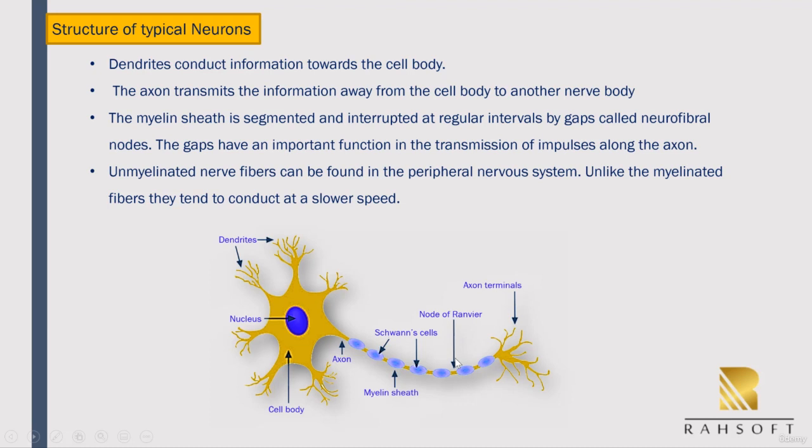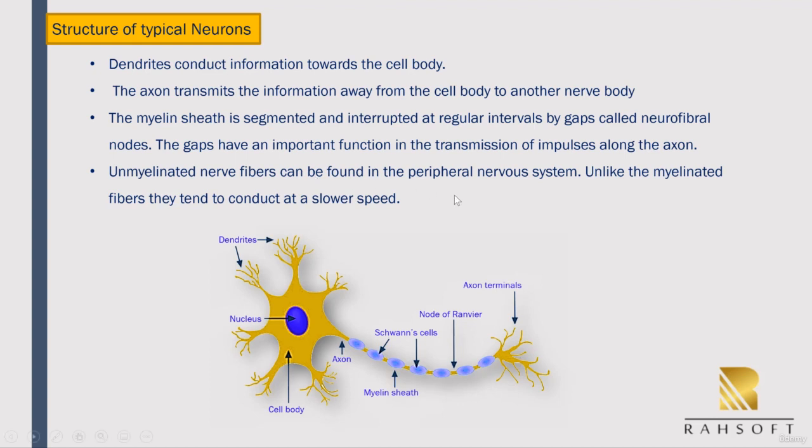And with these nodes, you can allow for the signal to travel at a much faster rate. By creating this sheath that is impermeable to electrical signals, the signals will then have to jump in between these nodes. And therefore, by cutting the distance in between the myelin sheath, you're able to have a much faster response time. And that is how it works.